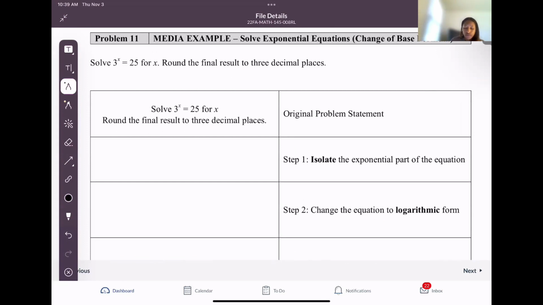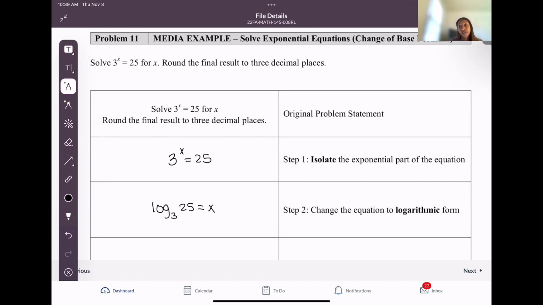Okay, so we're going to solve number 11 using the change of base formula. That's the second method. Here, if we have 3 to the x equals 25, our exponential expression is already isolated, so there's nothing to do there. Then using this method, instead of taking the log of both sides, we will rewrite this in logarithmic form. So our base will be 3. We have log base 3. We're taking the log of 25, and that equals the exponent, x.